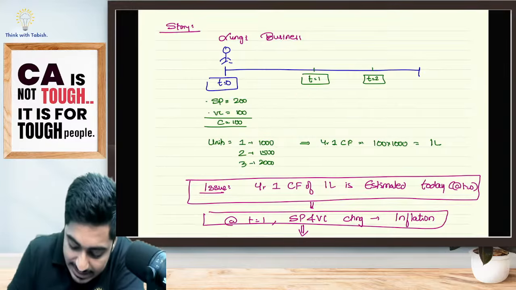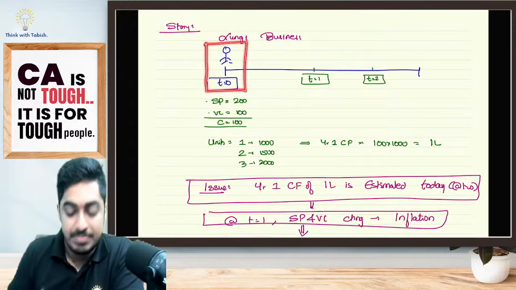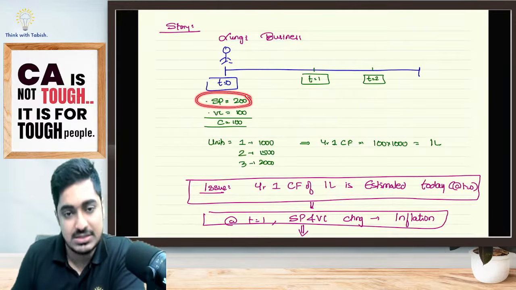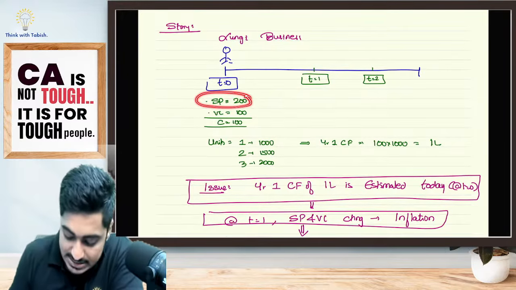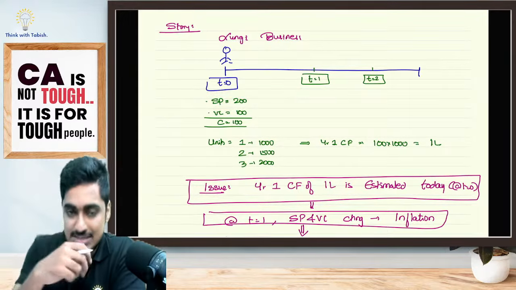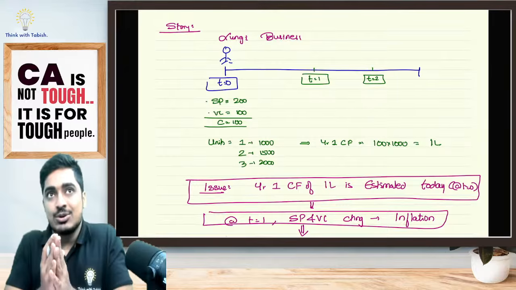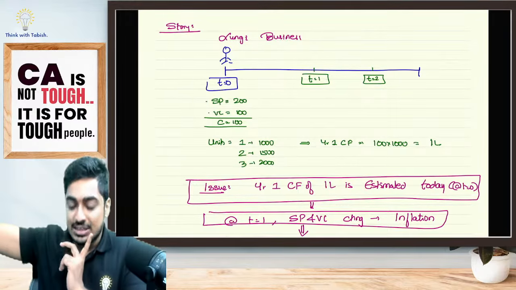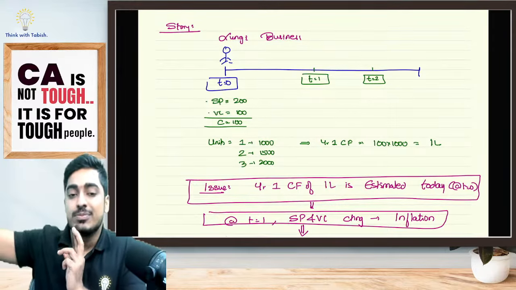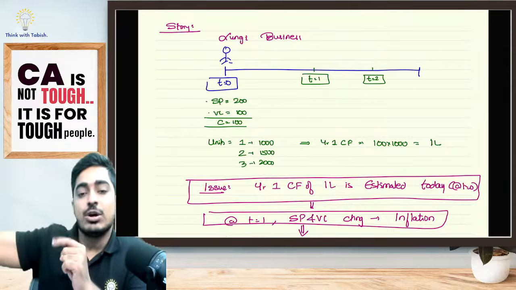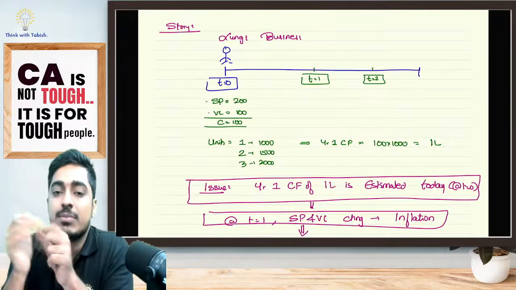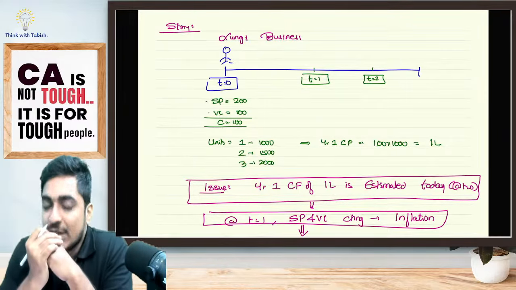Understand. When did I take a decision? Here. That means this is the selling price. When did I estimate? This selling price is today's selling price. Today when I am doing calculation, I told, okay boss, first year I will sell 1000 lungi, every lungi I will sell at 200 rupees. But tell me one thing, at the end of first year, whether selling price of lungi will be 200 only or will it change? It will change, sir.